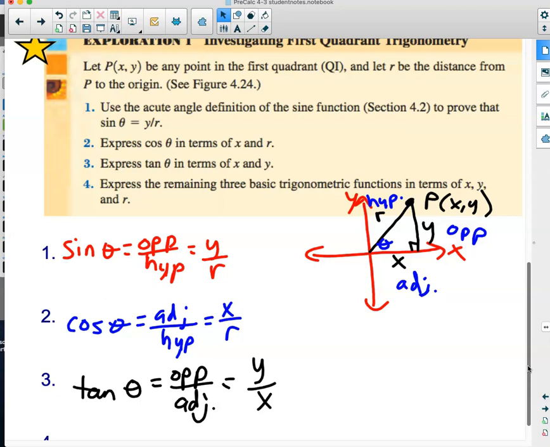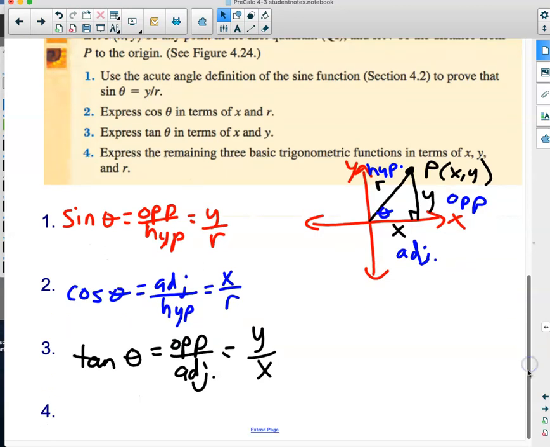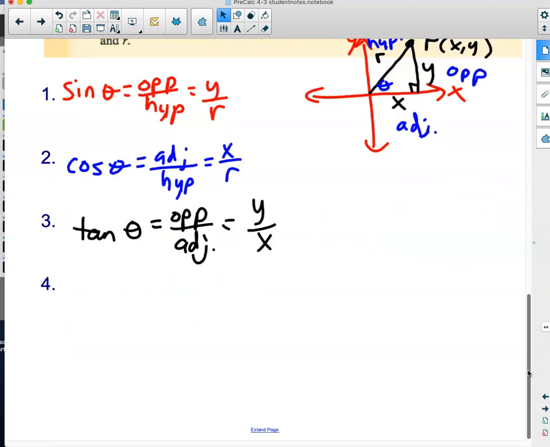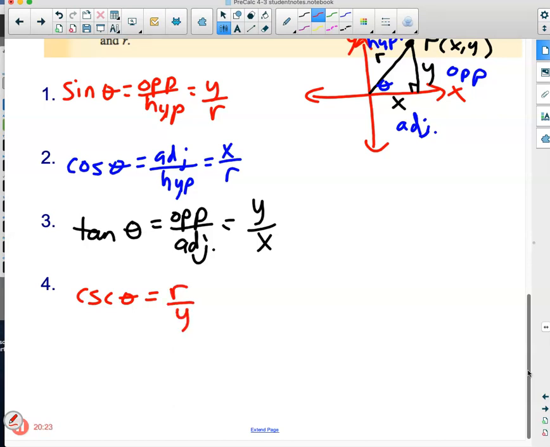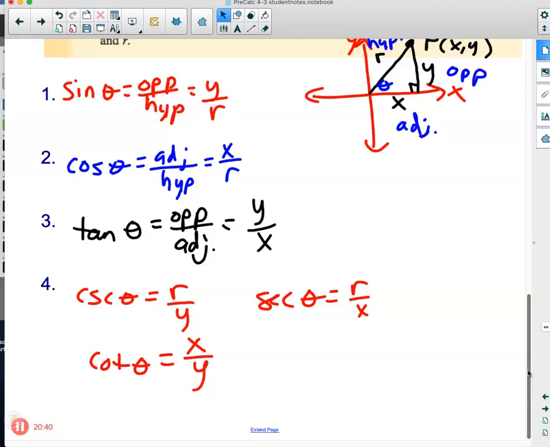And then number 4 says, well, now finish it up. Express the remaining 3 basic trig functions in terms of x, y, and r. Well, that's not too hard to do. All we have to do is take the reciprocals. So let me extend my page here. The reciprocal of sine is cosecant, so we're just going to flip y over r and make it r over y. And then we have secant, which is going to be the reciprocal of cosine, so that's going to be r over x. And cotangent, which is, of course, the reciprocal of tangent, which will be x over y.